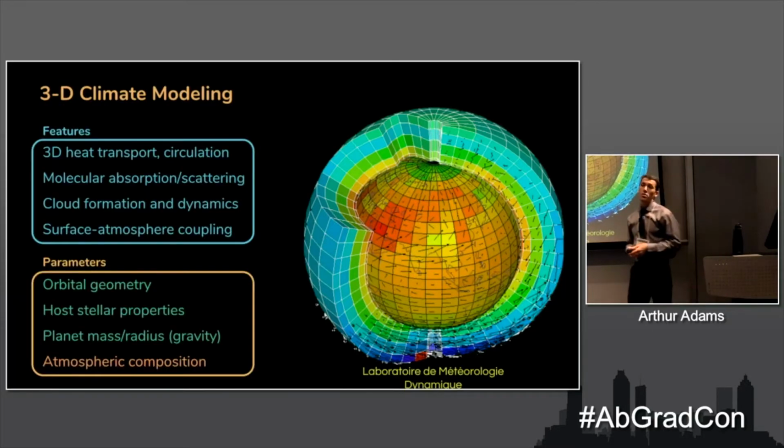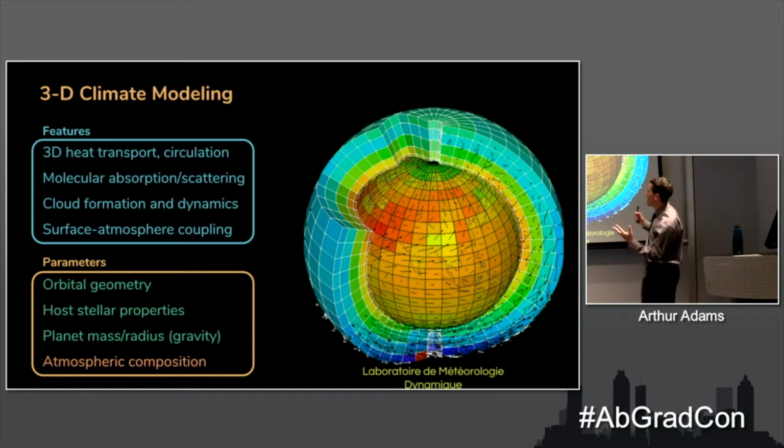If you have this observational data, what can you throw at it? What's a good physically motivated way to reproduce these observations? Well, the most sophisticated way is to use a 3D climate model. These were originally developed for Earth climate models, and I'm sure several of you, not many of you, have worked with these or seen these.